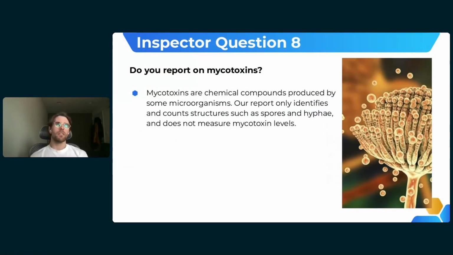Here's another one. This is very similar to question number 6. Do you report on mycotoxins or do you analyze mycotoxins? So mycotoxins themselves are a chemical compound that are produced by some microorganisms, including some mold types. So these are chemical compounds. So in order to identify chemical compounds, you need some sort of assay or analysis that's detecting those compounds. And in our spore trap and surface samples, we're doing what's called a direct read. We're not doing any chemical analysis on these things to identify those compounds. So we don't analyze and report mycotoxins themselves.